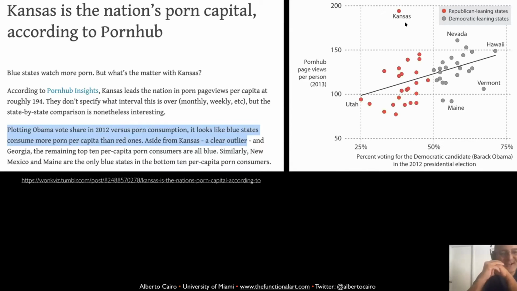That's so much fun. Well, whenever we see a pattern like this in the data, we should always be suspicious. Because what is going on with Kansas? We all love to make up stories in our mind as to why people in Kansas consume so much porn.